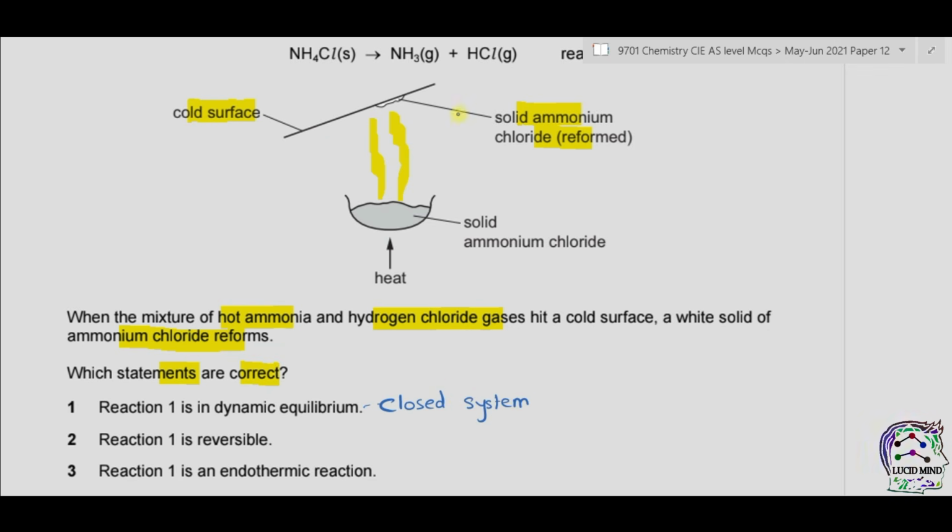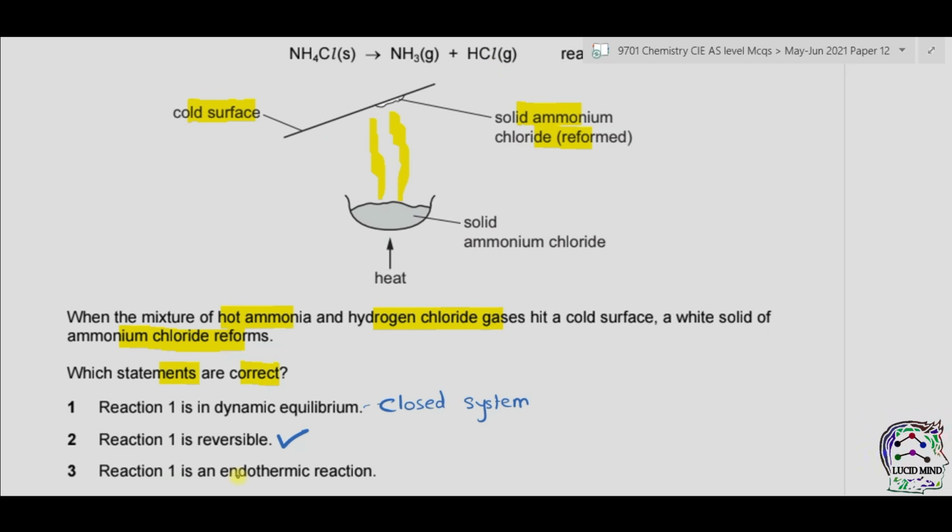As there is no closure, no boundary is present, so therefore this is incorrect. Number 2, reaction 1 is reversible. As ammonium chloride first converts into ammonia and HCl upon heating, and upon cooling the products convert back into the reactant, so therefore this is true, that this reaction is reversible as ammonium chloride is formed again from ammonia and HCl.